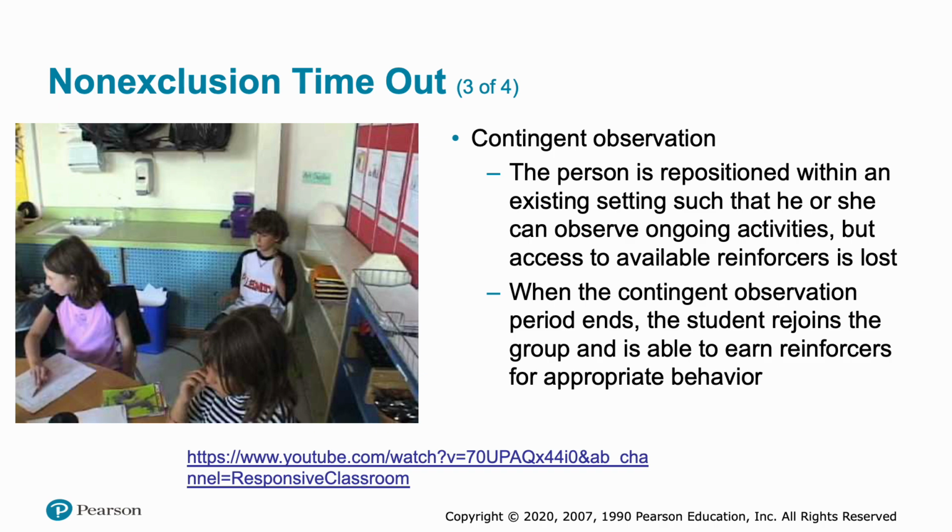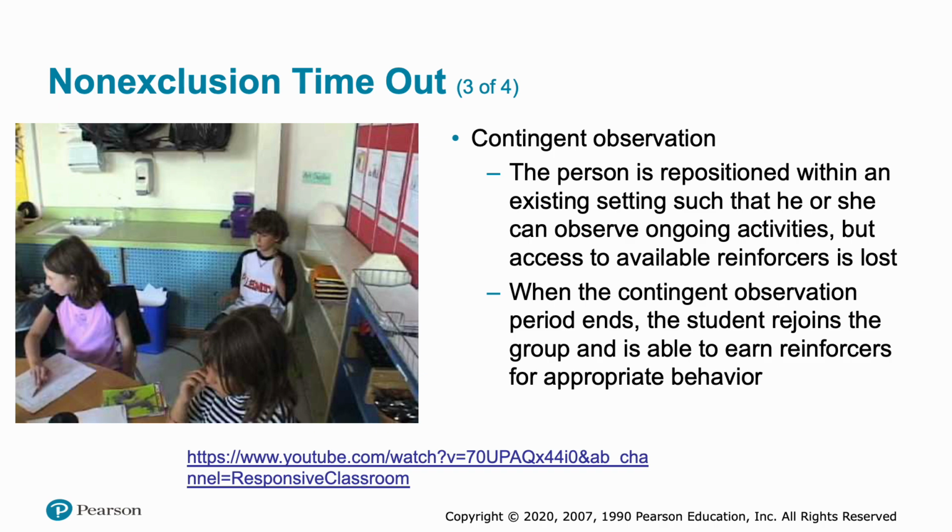So I've seen where teachers try to implement contingent observation, but they're not successful in their implementation. One of the reasons is that the student still has access to their peers. Their peers might look at them, they might make jokes, or the client themselves might draw on the table. They might still have access to reinforcers.